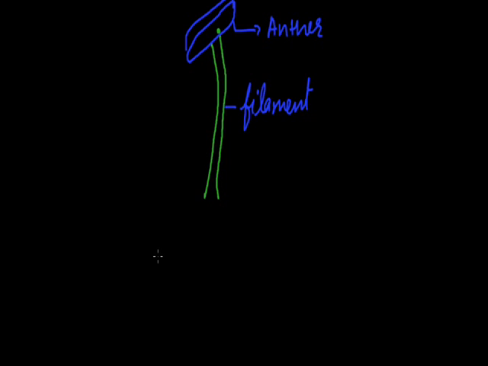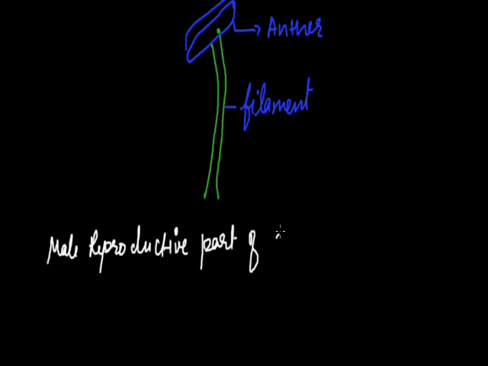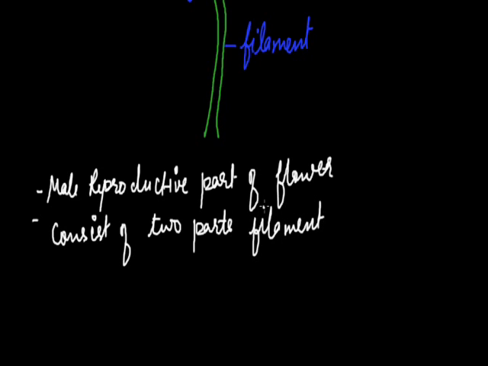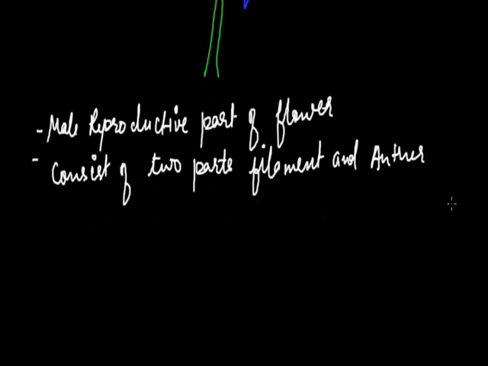Now after the structure of the stamen, we will draw the structure of the carpel. This is the male reproductive part of the flower. It consists of two parts, the filament and the anther, which contains many pollen grains.